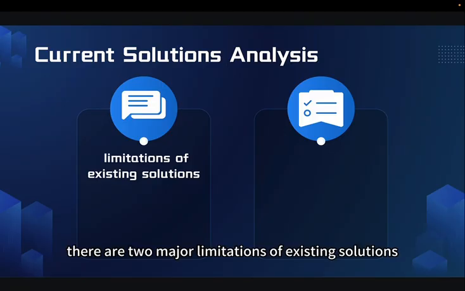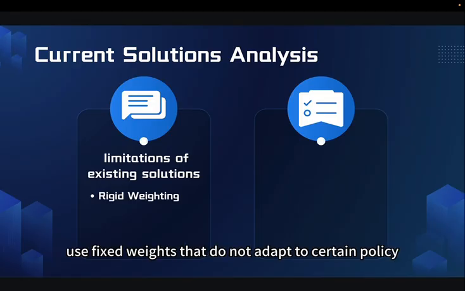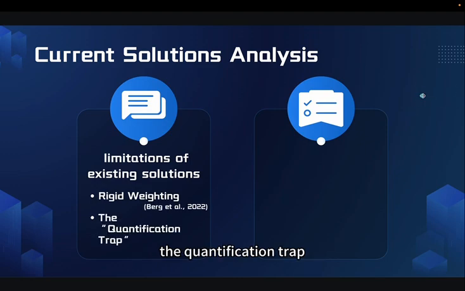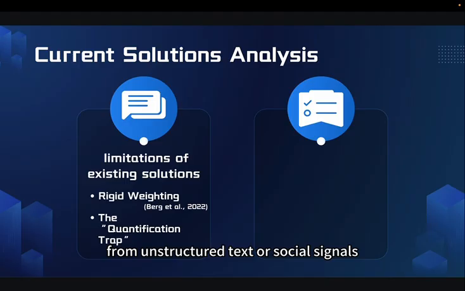There are two major limitations of existing solutions. The first one is rigid weighting. Traditional ratings use fixed weights that do not adapt to certain policy changes or localized resource constraints. The second one is the quantification trap. Current tools struggle with non-intuitive data. They cannot interpret the quality of governance or community trust from unstructured text or social signals.